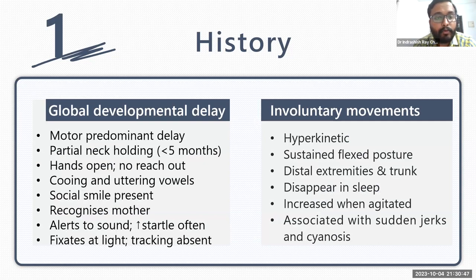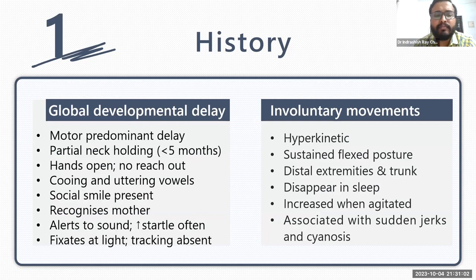Global developmental delay was a motor predominant delay, so much so that partial leg holding was there. Hands used to be kept open. There was no reaching out for objects. The child used to have cooing and uttering vowels. Social smile was present according to the mother.